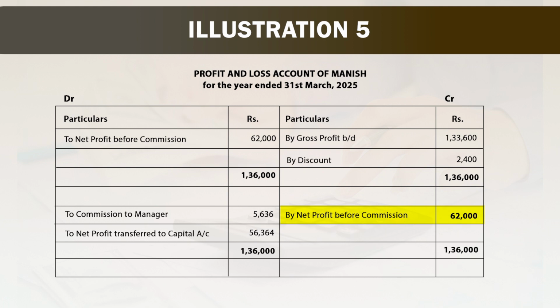Friends, our net profit before commission comes to 62,000 rupees. In our adjustment explanation, we have calculated commission of manager 5,636. Therefore, the final amount of net profit which we will transfer to the capital of the owner comes to 56,364.